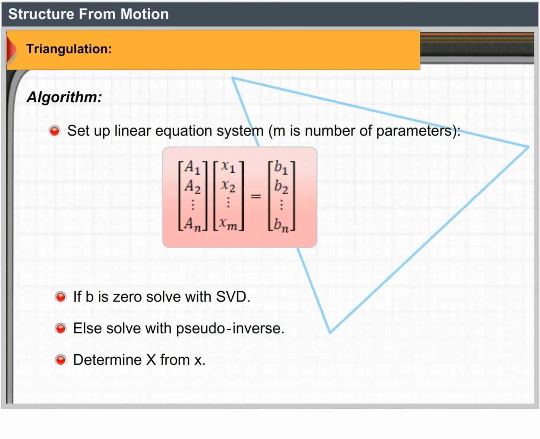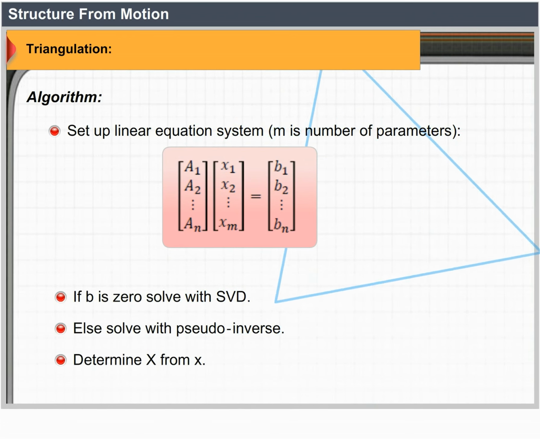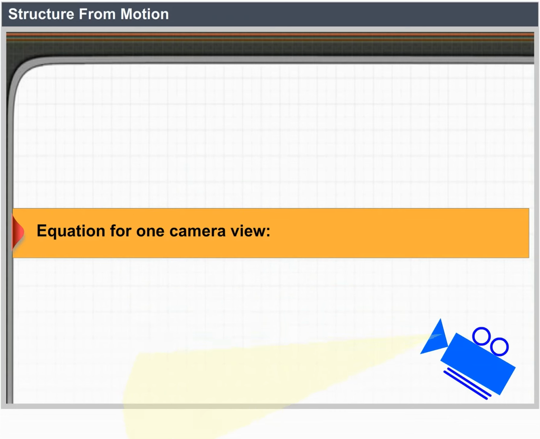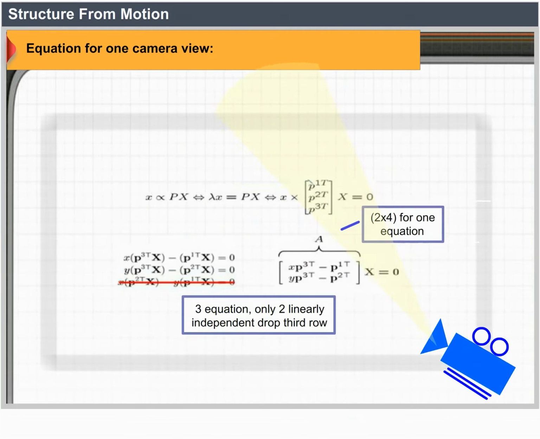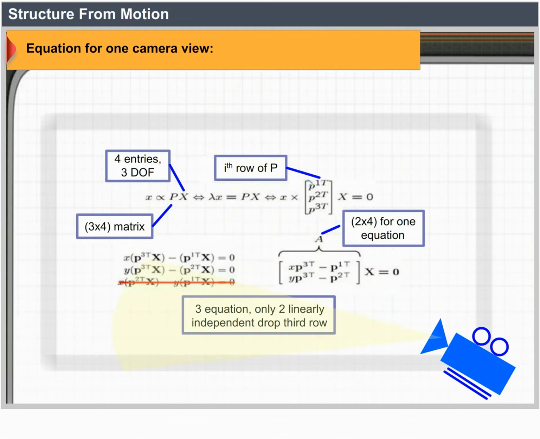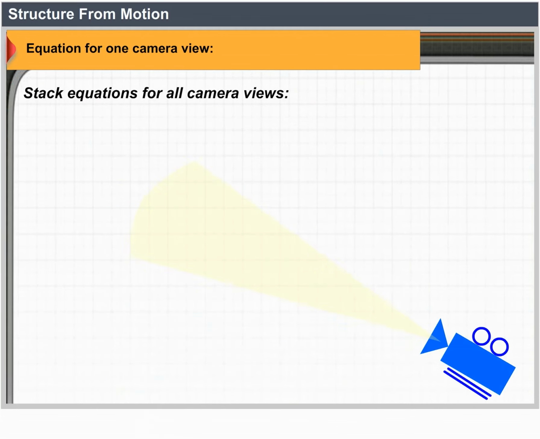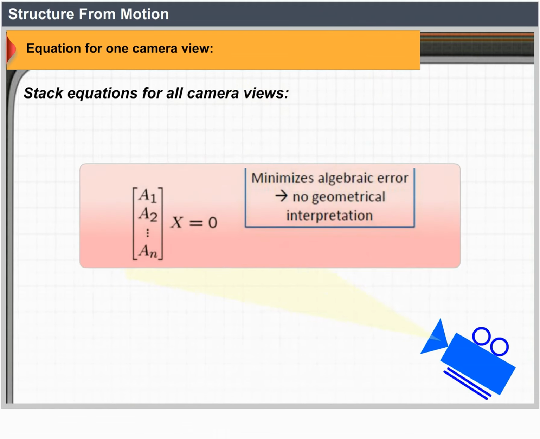The equation for one camera view can be expressed as shown. The stacked equations for all camera views can be expressed as A matrix X equals 0, where A ranges from A1 going up to AN. This minimizes the algebraic error, and no geometrical interpretation can be deduced.